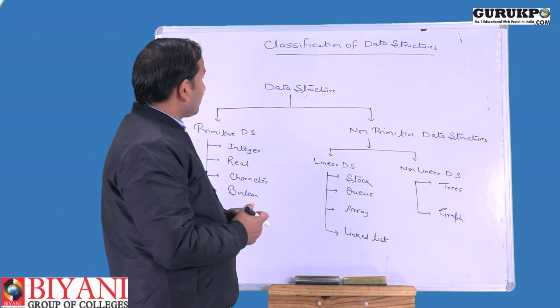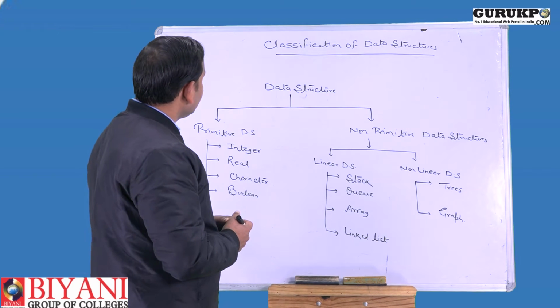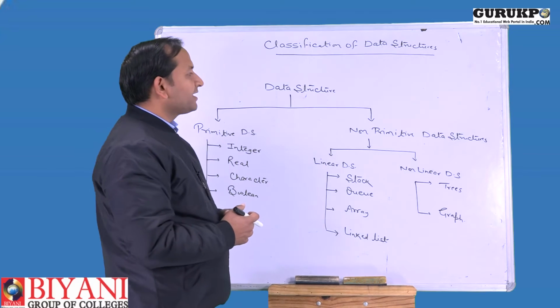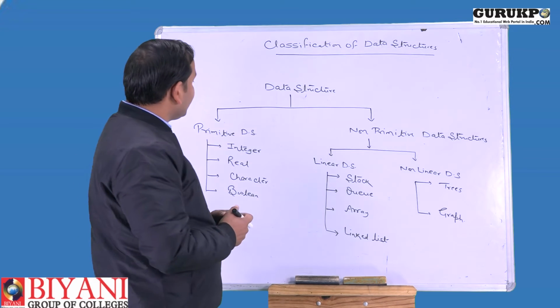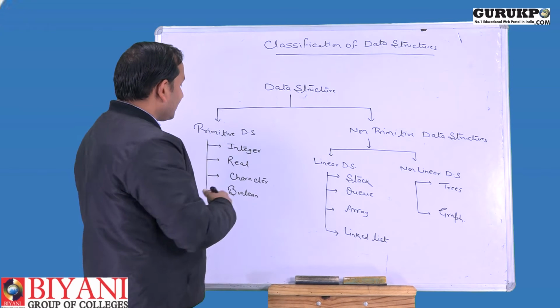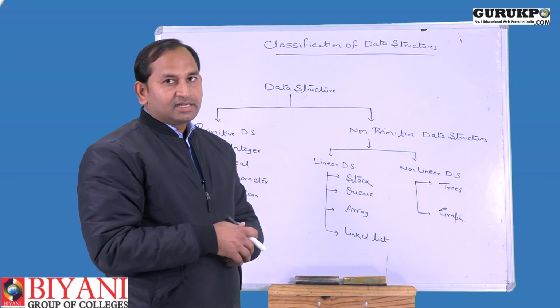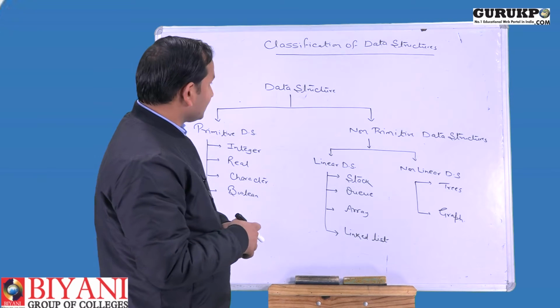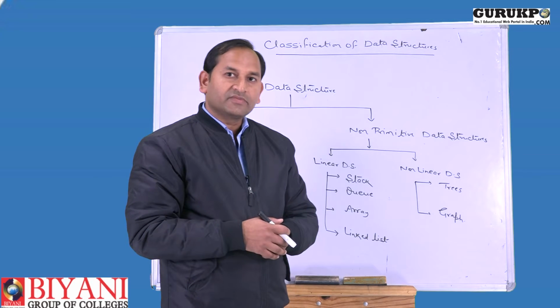So, primary data structure is divided into two categories. First one is primitive data structures and second one is non-primitive data structures. In case of primitive data structures, integer, real, character and boolean types are considered. In case of non-primitive data structures, it is further divided into two subcategories.